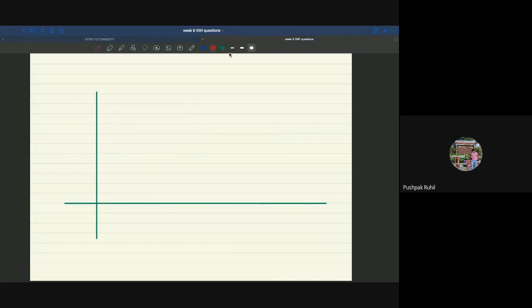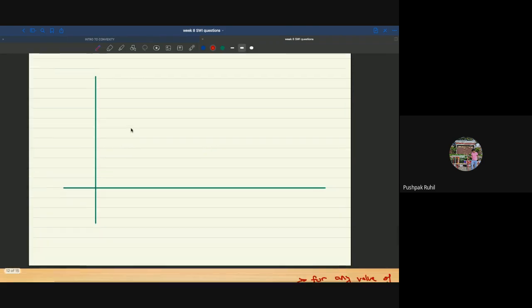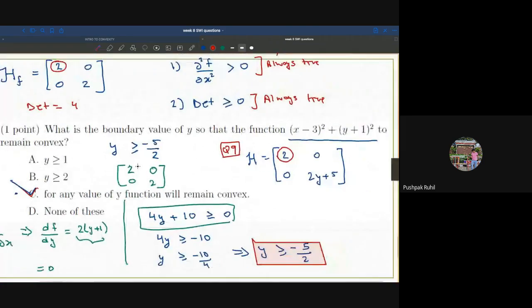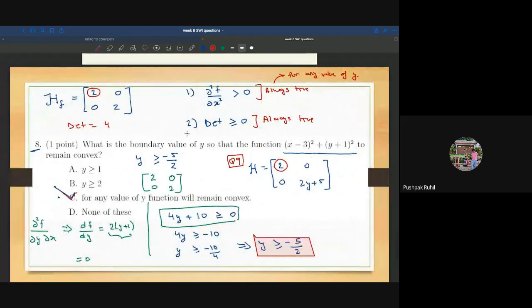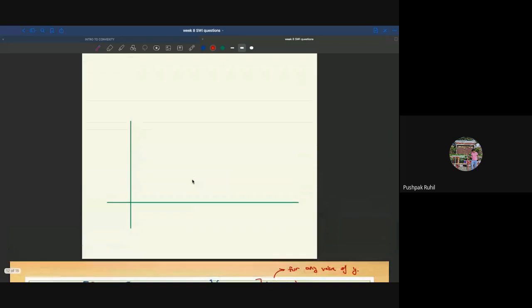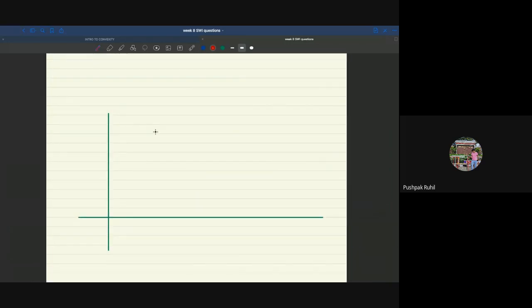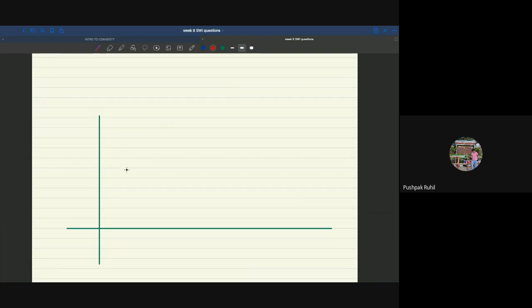What I'm trying to explain is that we were trying to find a boundary value for y such that this function remains convex, right? I'm not taking an example of a multivariate function, but let's say you have a function in a single variable, let's say x, and your function's graph looks something like this. It could be anything, but there is one part where it remains convex. Let me take the screen pen, make it purple.